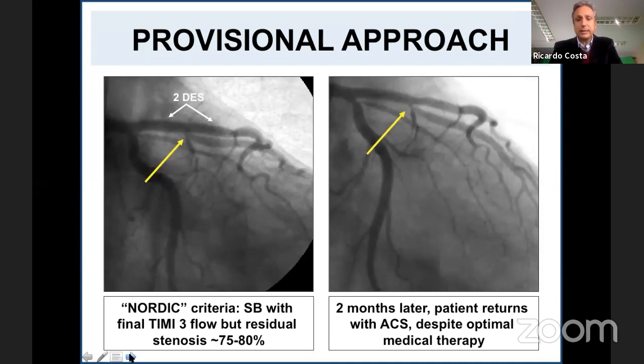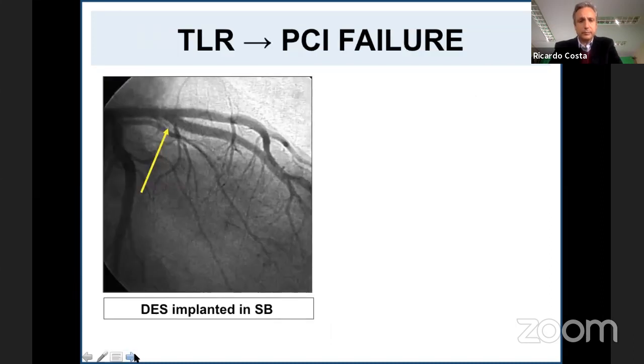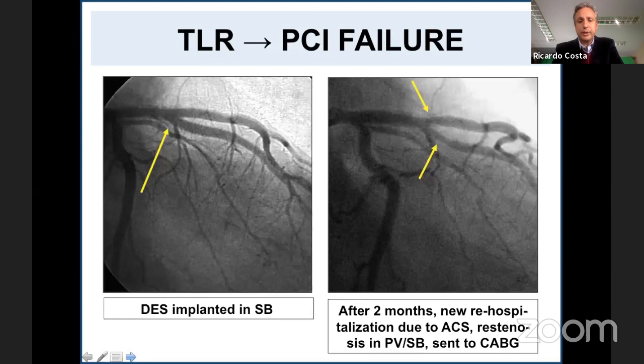He has an ACS, and here we can see a worsening of the ostial location. And then this requires a new treatment. There's a TLR, there's a PCI failure. We want to avoid that. A DES is implanted here, and then we have to touch also the LAD, which was already somewhat stabilized after stent in the first procedure. This patient, after 2 months again, also developed new symptoms. At the end of the day, he has to be sent to CABG.